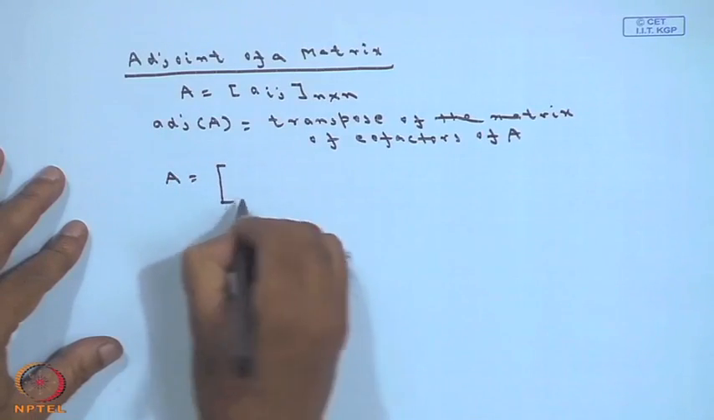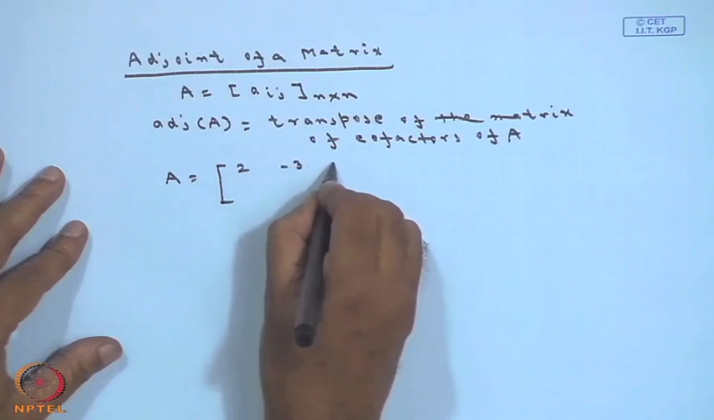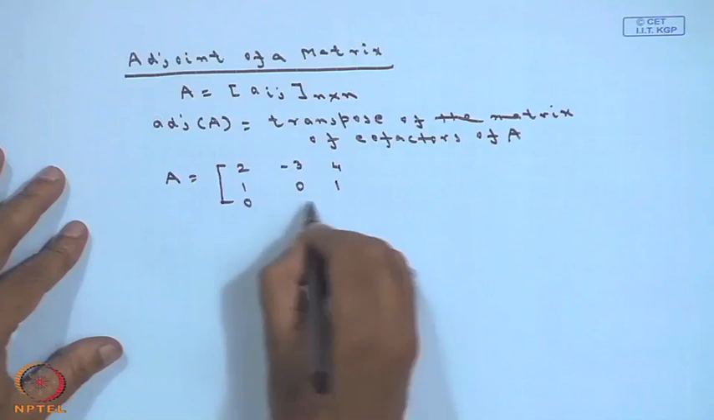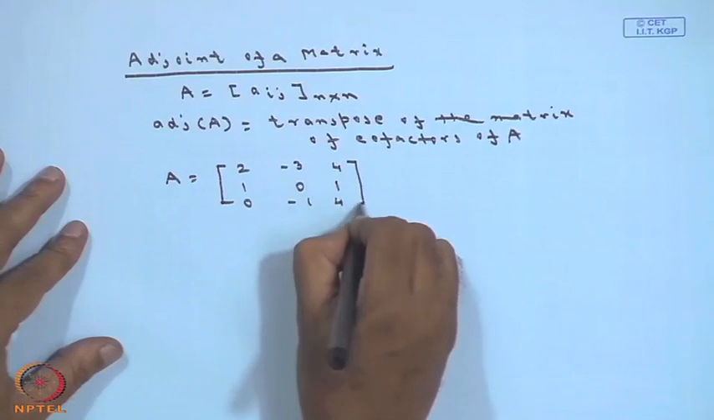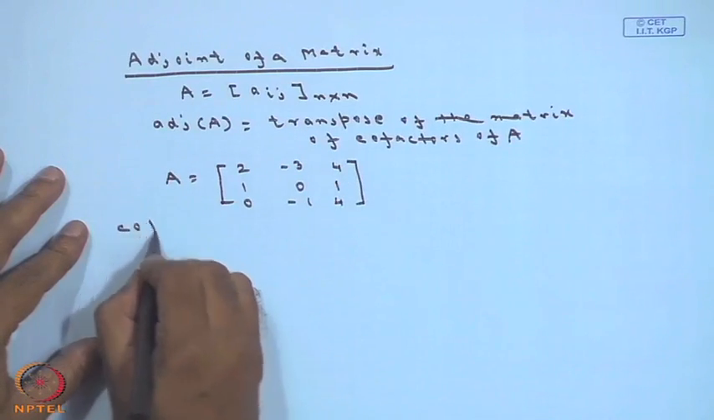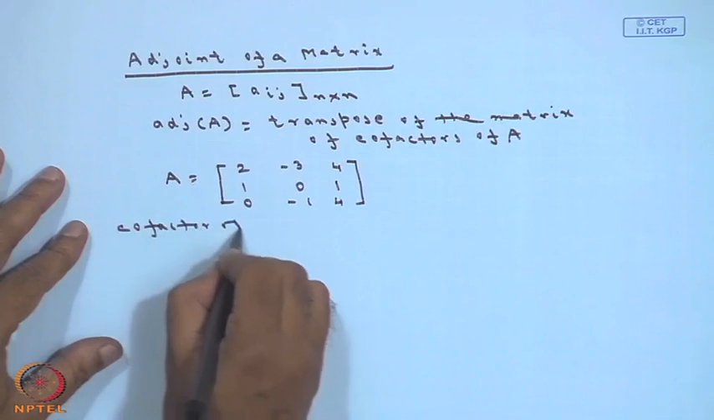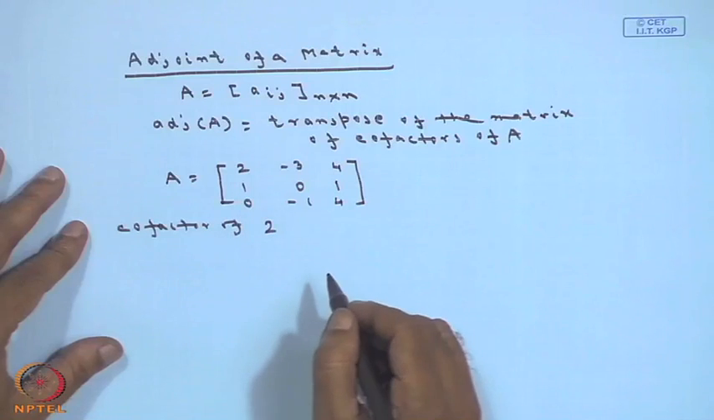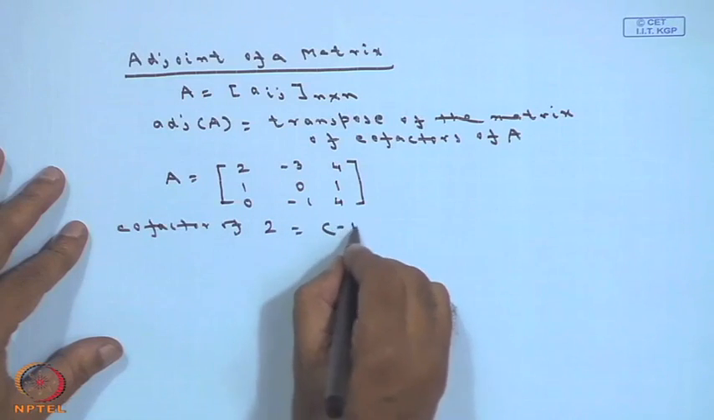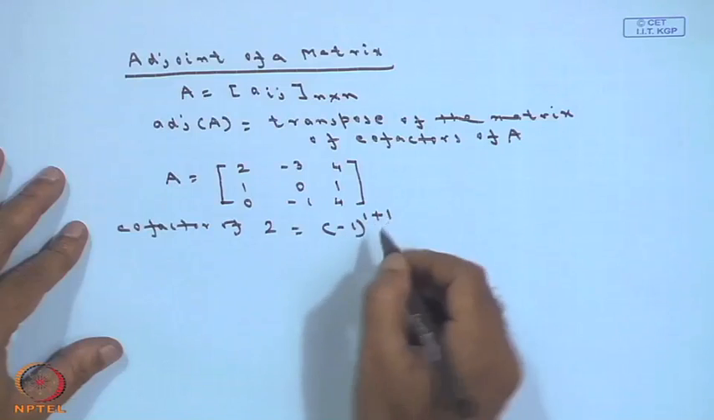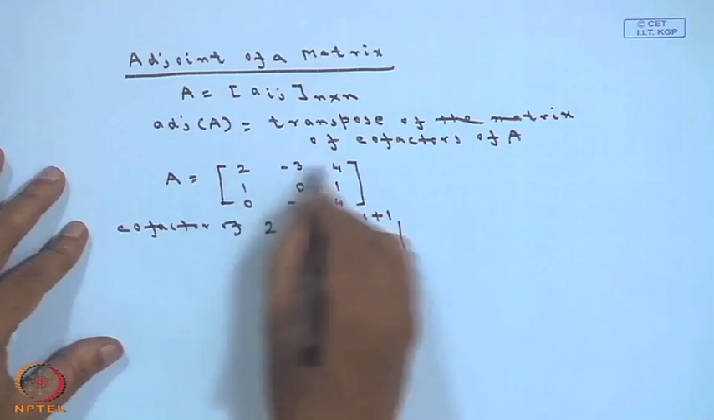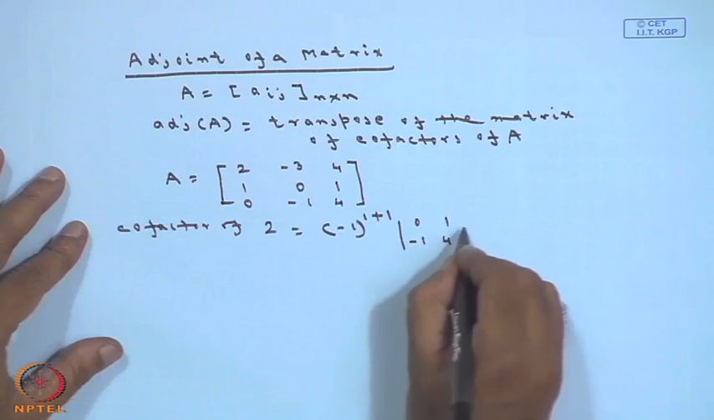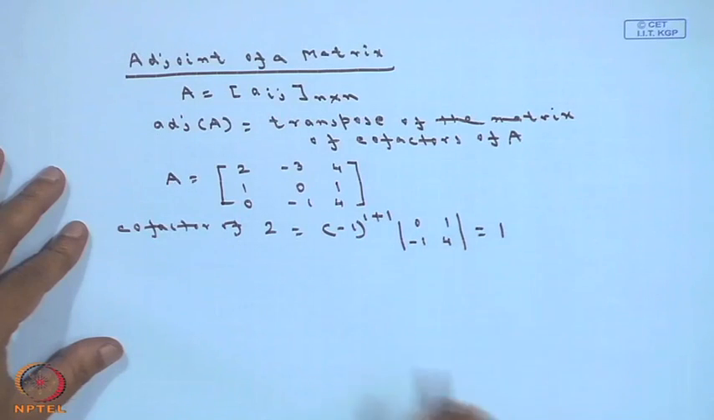A equals this. For this matrix, I will calculate the cofactor of 2. Cofactor of the first element 2 is: you delete the corresponding row and column. So it is minus 1 to the power i plus j, that is 1 plus 1, into this matrix. If I delete this row and column, it will be 0 1 and minus 1 4. If you evaluate, it will become 1.